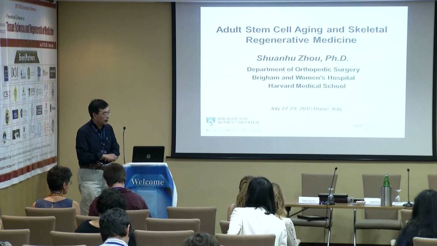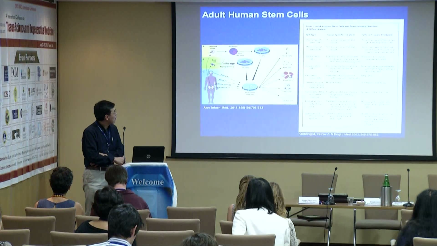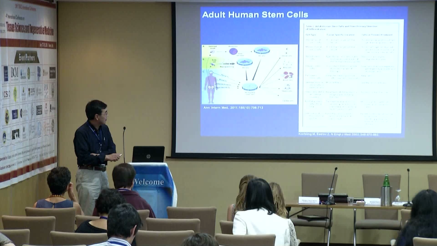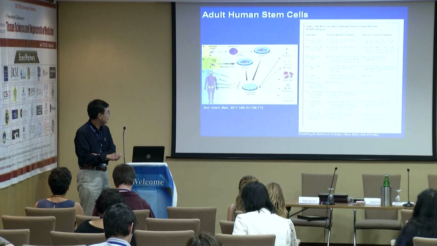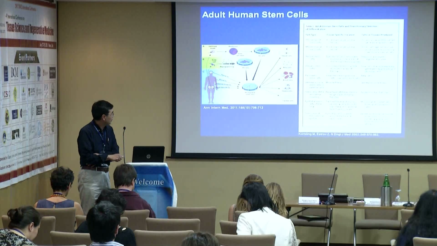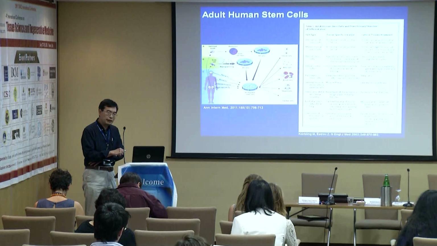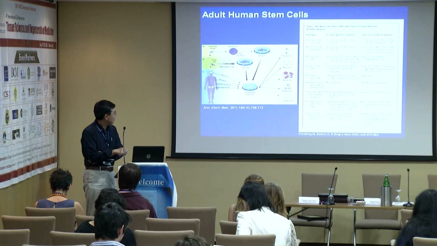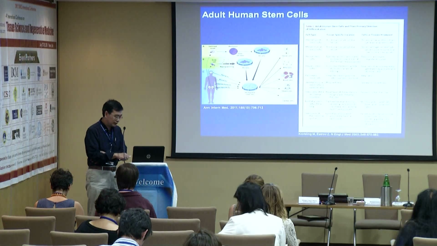I will be talking a little bit about adult stem cell aging and skeletal regenerative medicine. As we know, we have many types of stem cells, very hot these days. People research embryonic stem cells, also iPS cells. What I'm talking about today is the adult stem cell, which is found in many tissues, especially in the bone marrow. Today we're talking a lot about the mesenchymal stem cell, also in fat tissue. Also I have MSCs. Another very hot adult stem cell is blood stem cells.